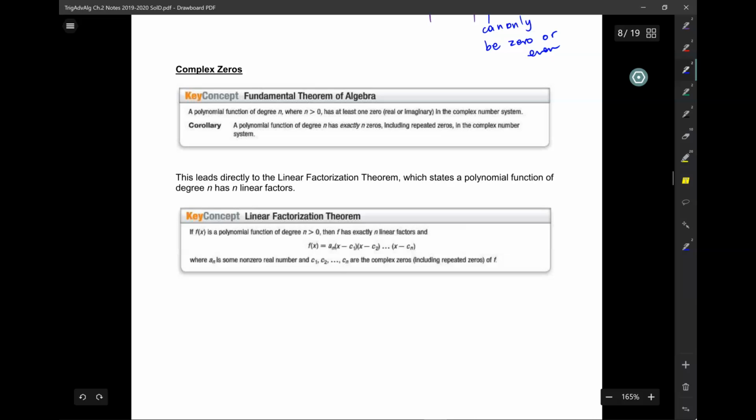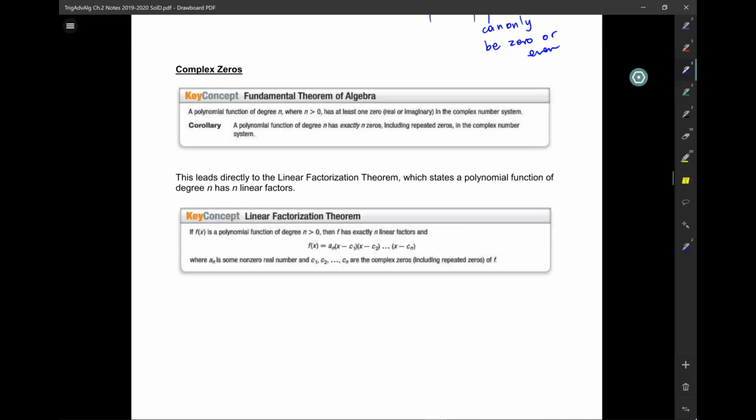So let's talk about complex zeros. These theorems just say that, remember how we said if there is a degree of 4, it has at most 4 zeros? Those zeros can either be real numbers or imaginary numbers. That's all that fundamental theorem says.